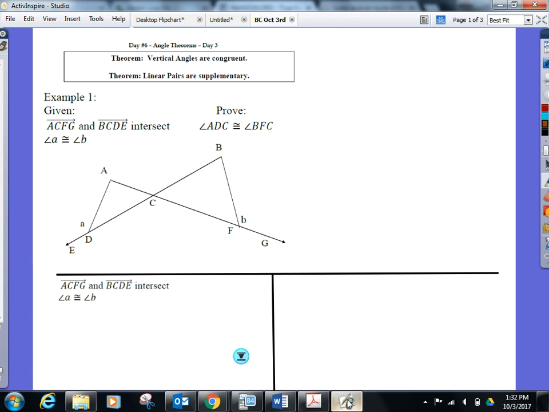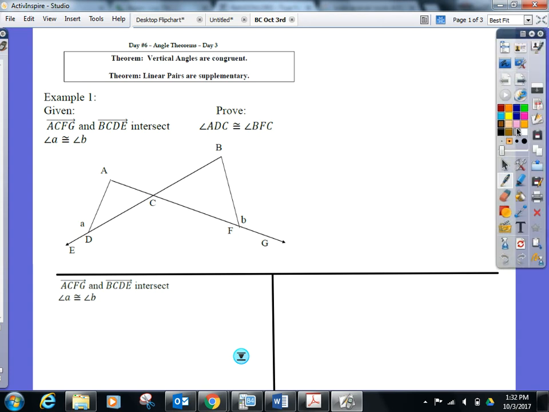Let's take a look at my diagram. I will give you, like usual, about a minute to set up your statements and reasons. Just bringing your attention, angle A congruent to angle B, those are lowercase. They are not uppercase angle A and B. So go ahead and make sure you mark the correct angles congruent.